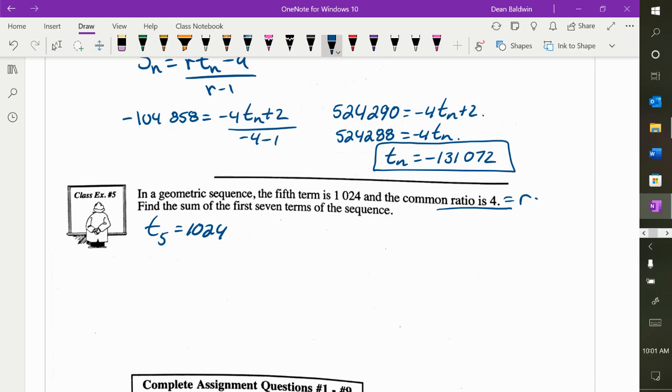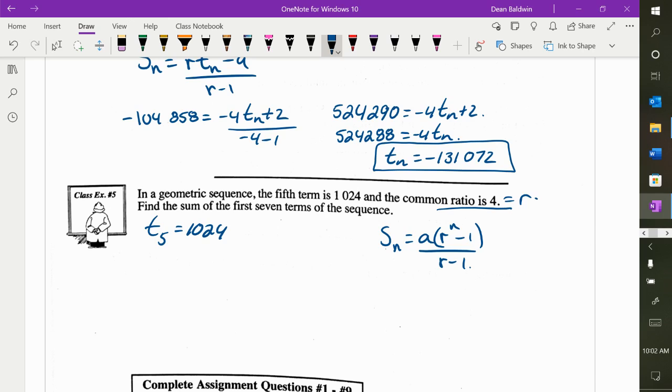Okay. We don't know the last term, right? But we know T5. So we're going to use the formula Sn is equal to A(R^n minus 1) over R minus 1. So I know R already. They tell us it's 4. But to use this formula, I need to know A. But they give us the other piece of information, which is T5.